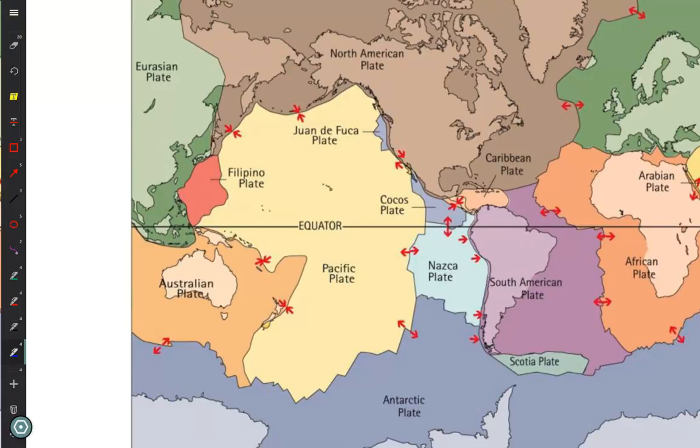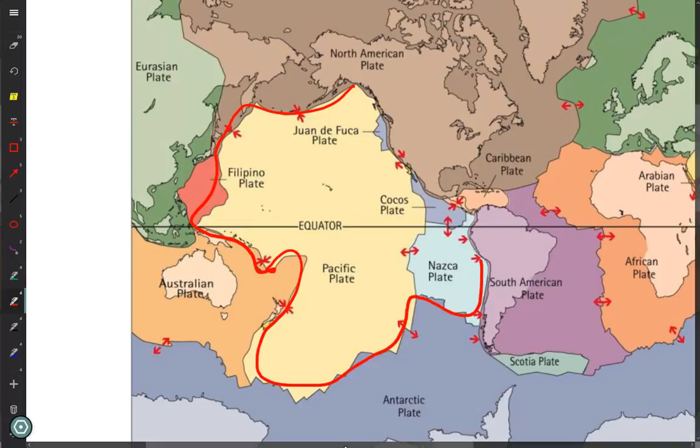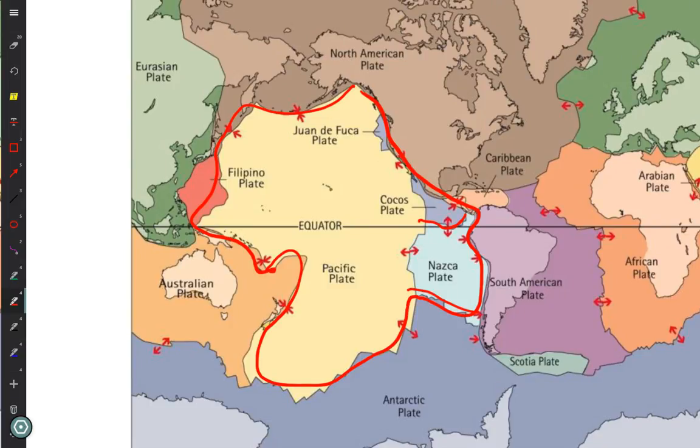There are eight major plates. And the Ring of Fire is, I should use red because it burns. It actually comes down with the Nazca plate. You're going to have some little action there, but that's basically the Ring of Fire. It's the boundary of that Pacific Ocean plate.